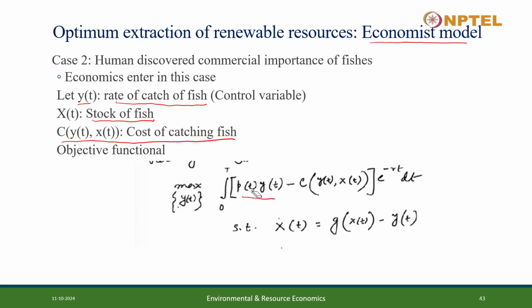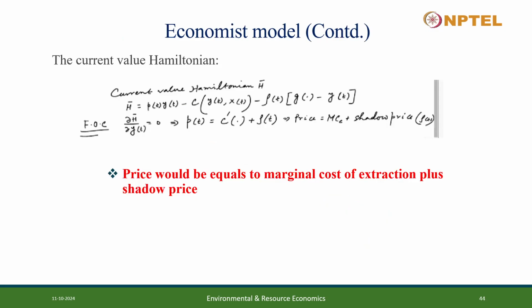Then my constraint is similar to the non-renewable cases, where we have the change in stock of fish. In the non-renewable cases, we have only this term, but we have added this growth term also. Growth will be a function of the stock of fish.